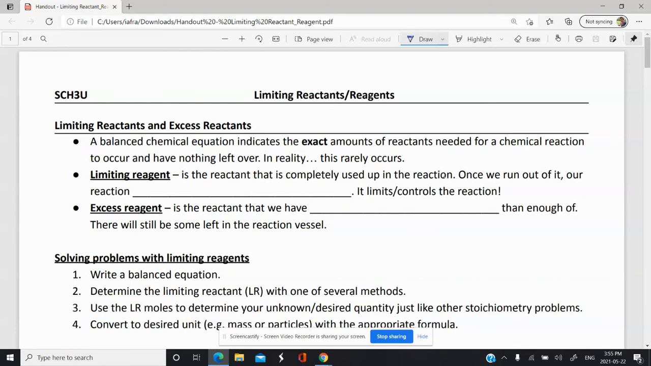All right, in this video, we're going to take a look at how to identify your limiting reactant, or limiting reagent, in a chemical reaction. First, let's do a quick review of what a limiting reactant and excess reactant consist of.